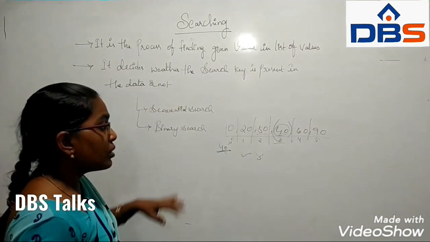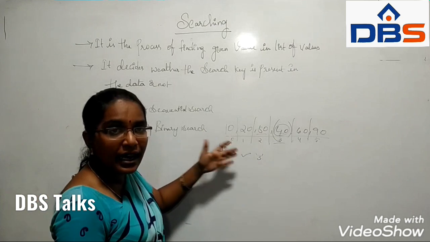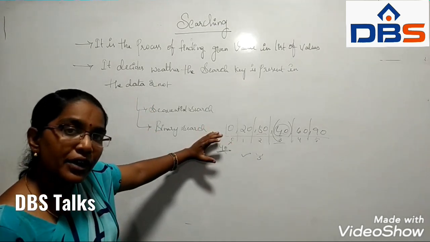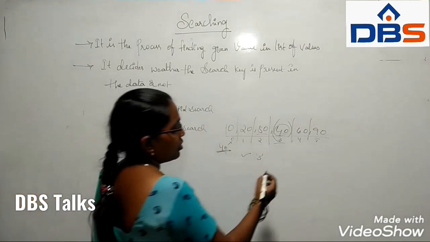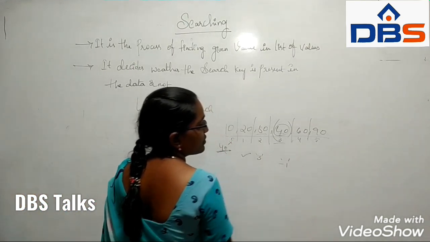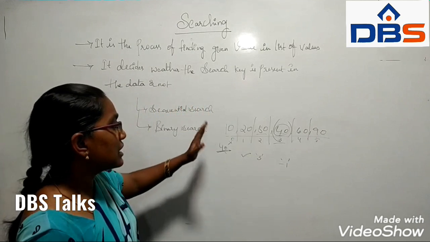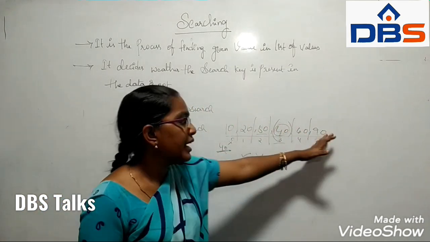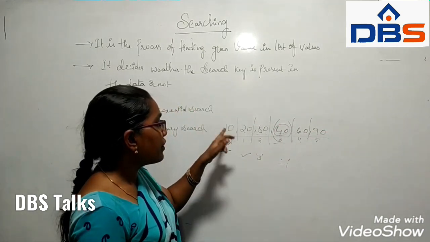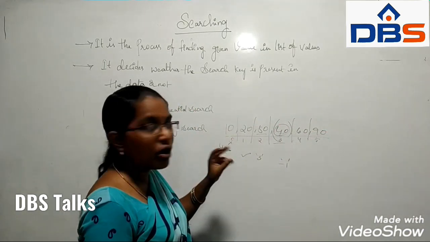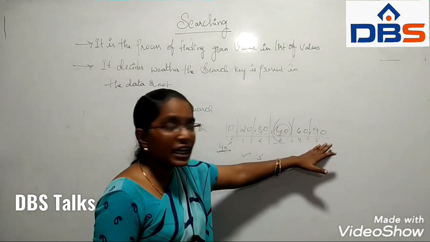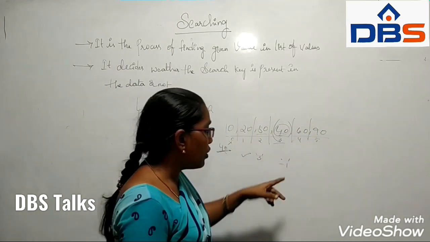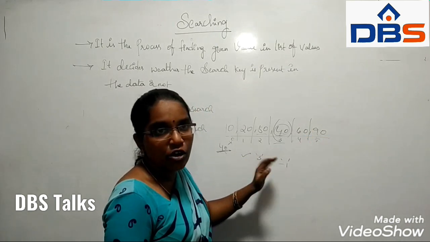Suppose you want to search for an element which is not in the list. What will it return? It will simply return the value -1. It will start checking from starting to ending, and find out whether these two elements are matched or not. If the element is not found, it will simply return the value -1.